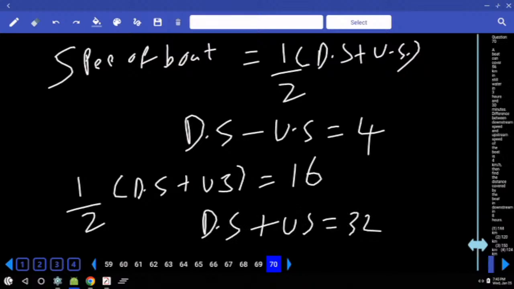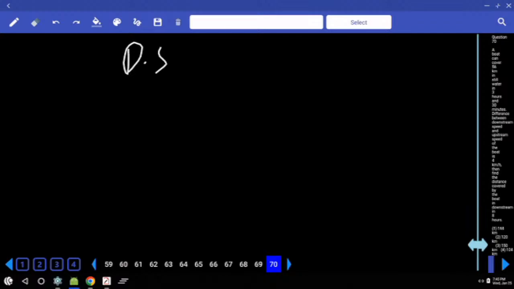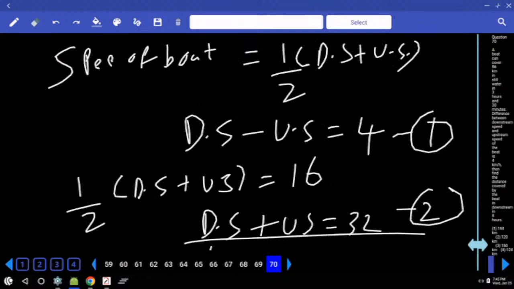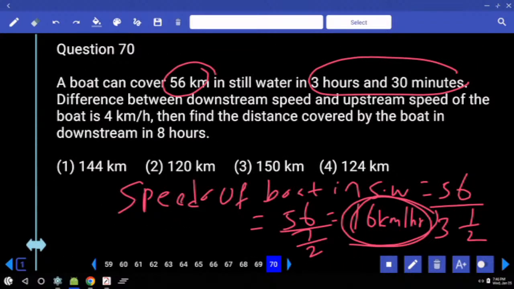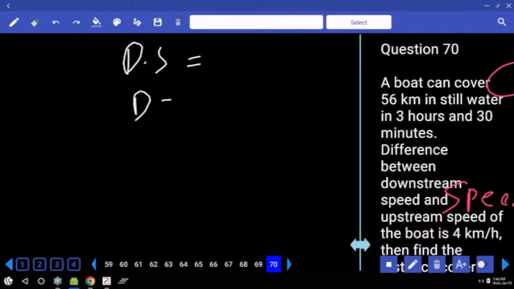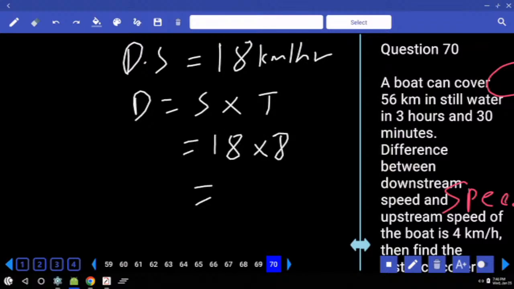Yes or no? మనకు రెండు ఈక్వేషన్స్ వచ్చాయి, 1 2. ఓకే, అప్పుడు మన డౌన్ స్ట్రీమ్ స్పీడ్ ఎంత చెప్పండి. ఈక్వేషన్ సాల్వ్ చేస్తే ఎంత వస్తుందండి ఇక్కడ? హౌ మచ్ యూర్ గెటింగ్? ఇది 2DS ఈక్వల్ టు 36. అవునా కాదా? ఈ US క్యాన్సిల్ కదా. DS ఈజ్ వాట్? 18. అంటే డౌన్ స్ట్రీమ్ స్పీడ్ ఈజ్ హౌ మచ్? 18 kilometers per hour. Find the distance covered by the boat in downstream in 8 hours. అంటే distance equal to what? Speed into time. Downstream speed is how much? 18 kilometers per hour. Yes or no? 18 into 8 is how much? 144 kilometers is the distance traveled. That's it.